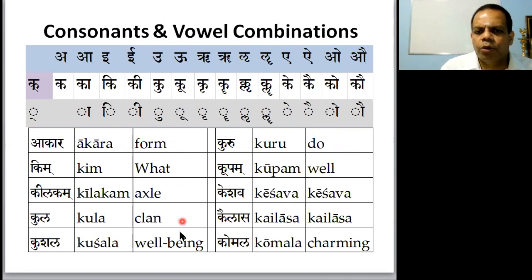Now we are going to look at a few words in Sanskrit. I thought it will give you some variety. You will also see the application of some of these letters. So I thought I will pick a few words which use some of these combinations. The first word is akara.